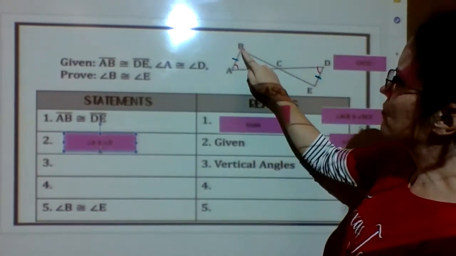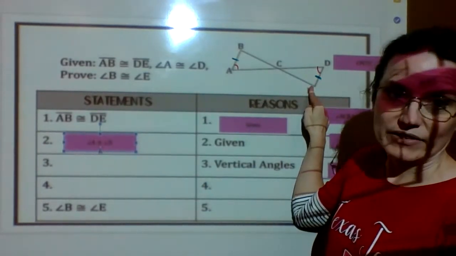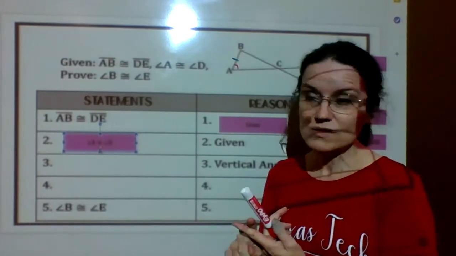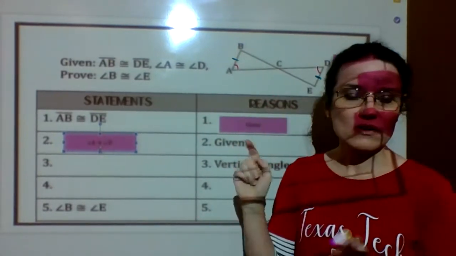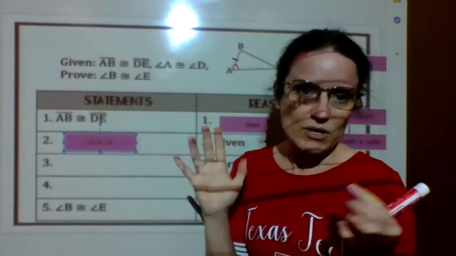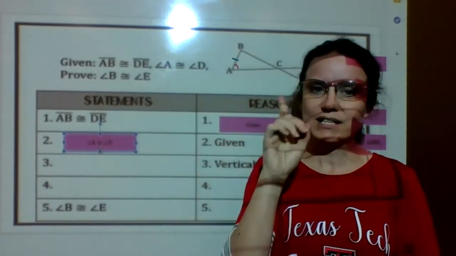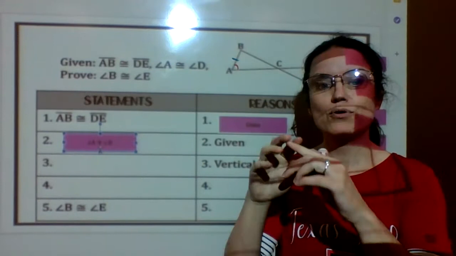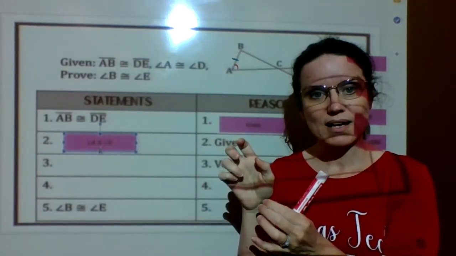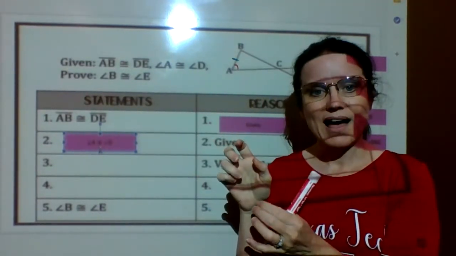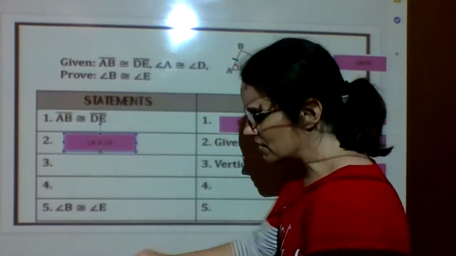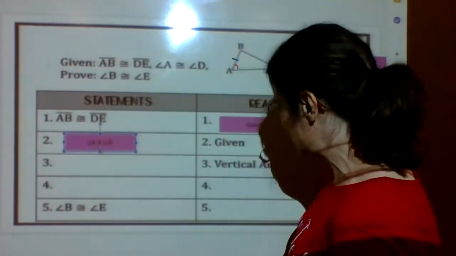Now, they want me to prove that angle B is congruent to angle E, and I've got nothing. There's no parallel lines here that I can use. They're not vertical from each other. There's nothing. And so this is where you start to panic and go, I can't prove it, until you remember, these are parts of triangles. If I can prove the whole triangle is congruent, I can go back and then say that my parts have to be congruent. So let's see what else I can find in here.